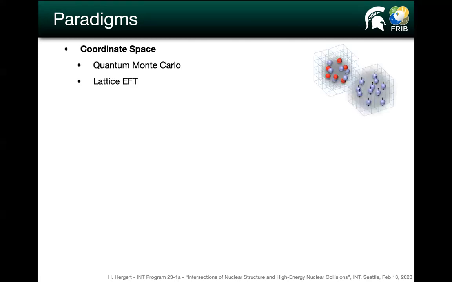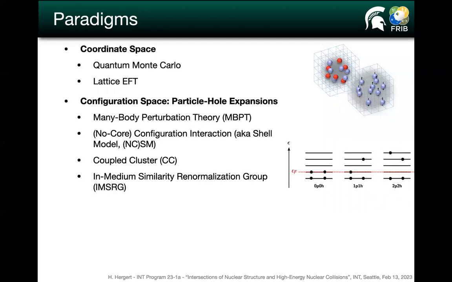First of those would be coordinate space, to work directly in coordinate space. The example illustrated in this little cartoon to the right would be a lattice EFT calculation, for instance. I stole this figure from one of Dean's talks. Quantum Monte Carlo in principle is very similar, except that it makes the spatial variable continuous. So this is a bit harder to illustrate. I didn't have a nice cartoon for that.